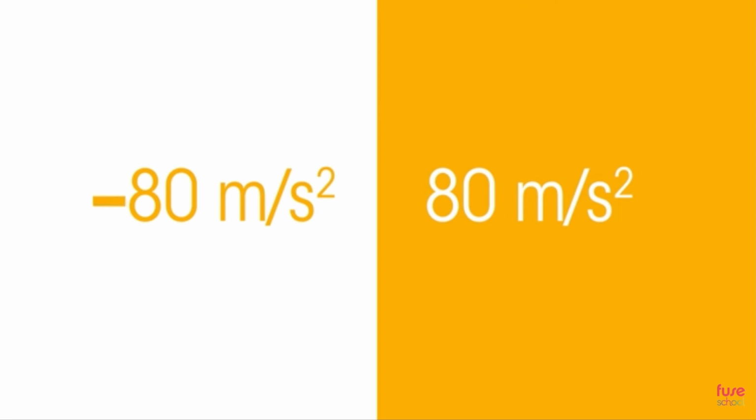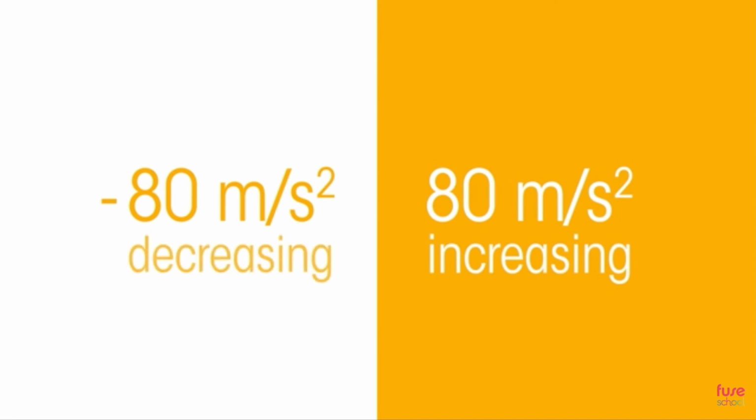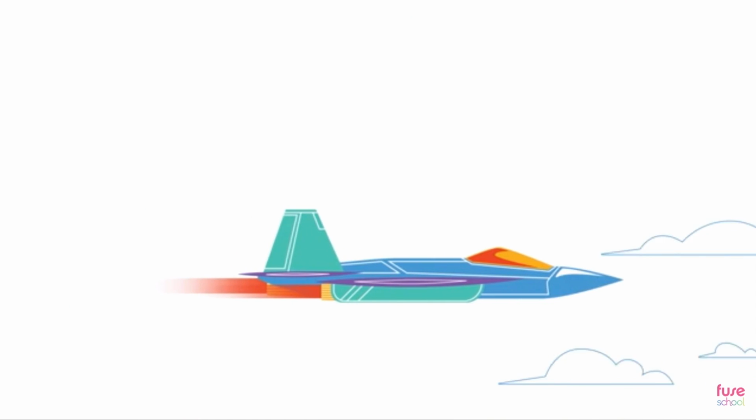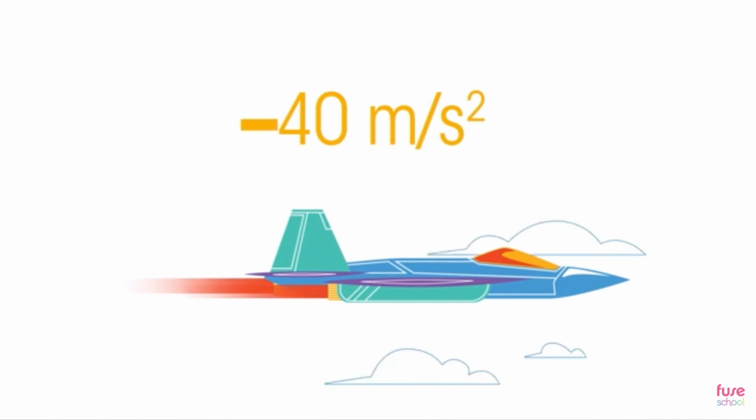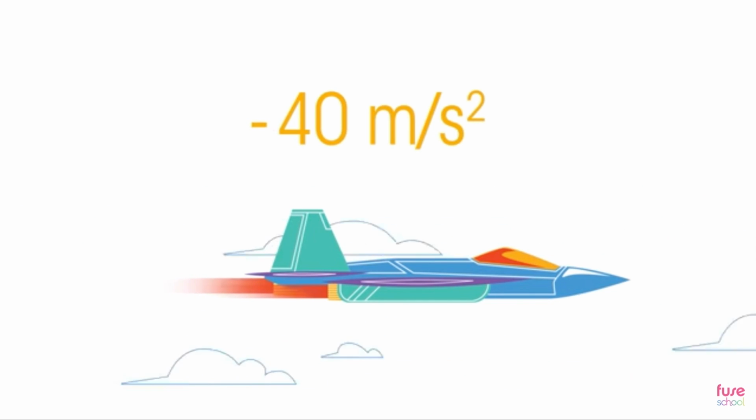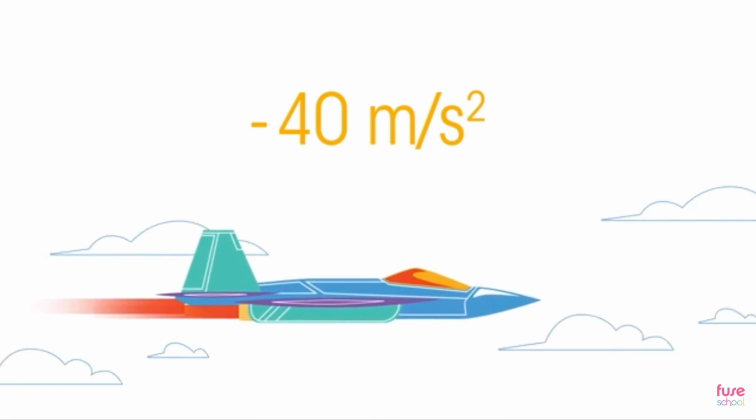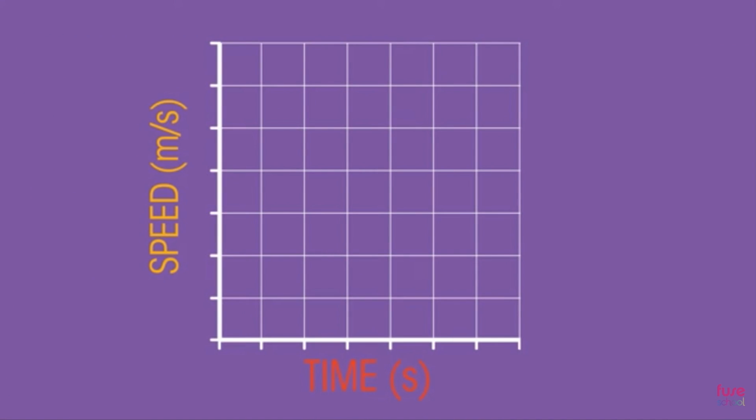The sign in front of an object's acceleration indicates whether the object's speed is increasing or decreasing. If an airplane's acceleration is negative 40 meters per second squared, its speed is decreasing. The gradient of a line on a speed time graph represents acceleration. If the gradient is positive or goes up, the object has a positive acceleration. If the gradient goes down, the object has a negative acceleration or deceleration.